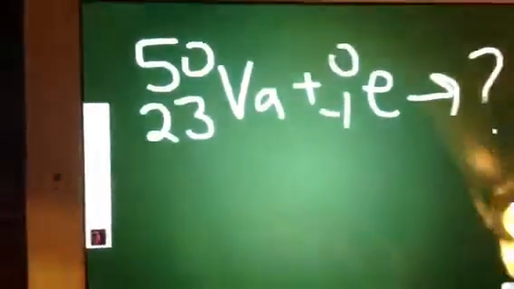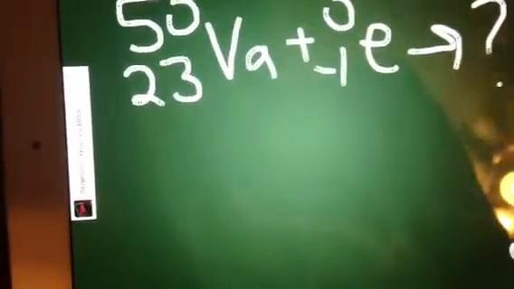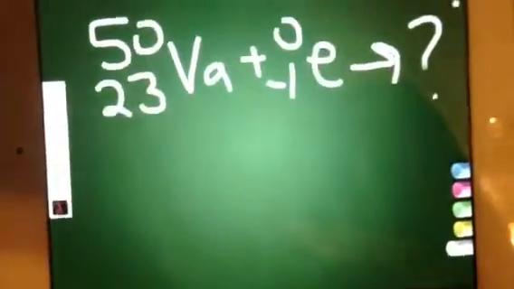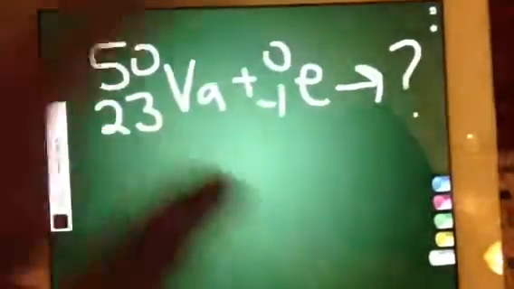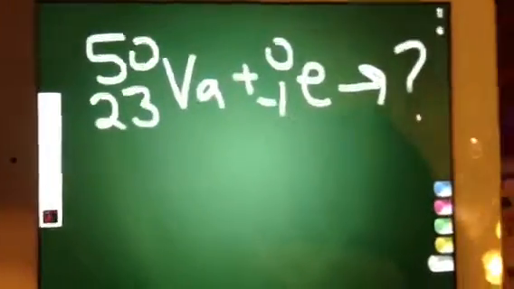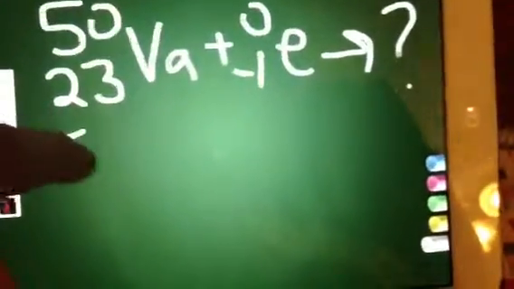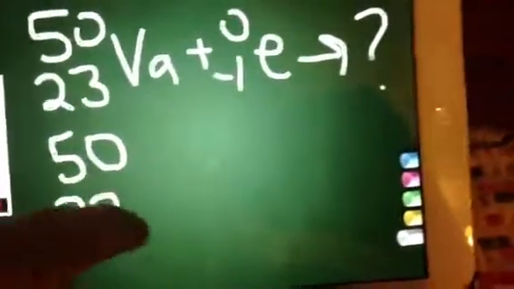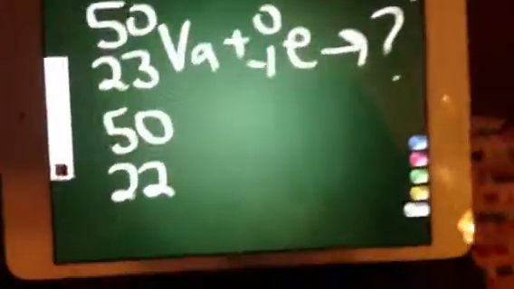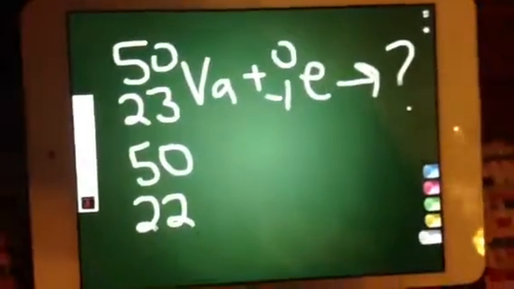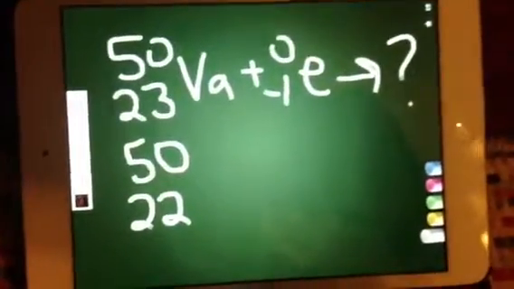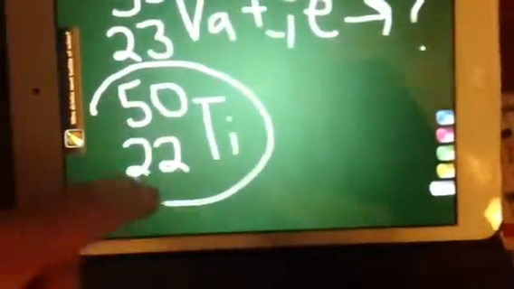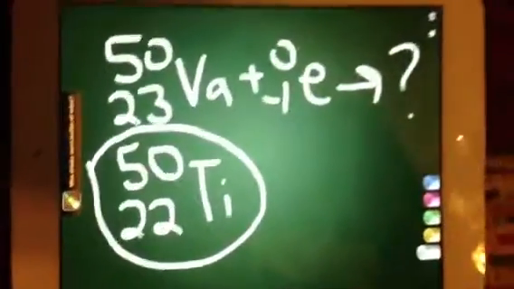With this one, we again use simple algebra to figure out what our unknown is. This time, we're actually going to add everything. So 50 plus 0 is 50, and then 23 minus 1 is 22. Simple algebra. So again, we have to figure out in the periodic table of the elements what element has 22 protons. And this is titanium. And so our answer for this is titanium-50.